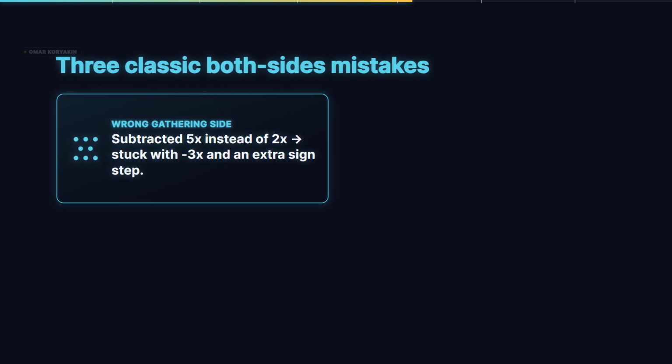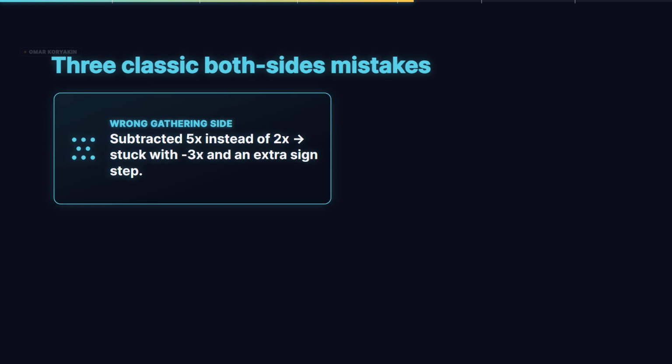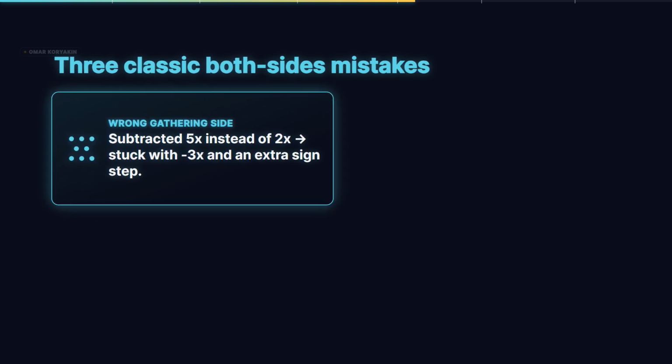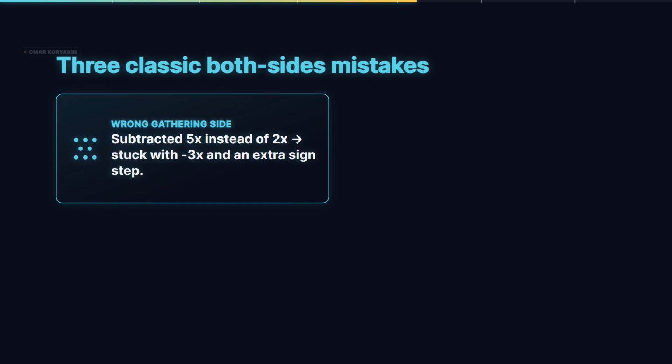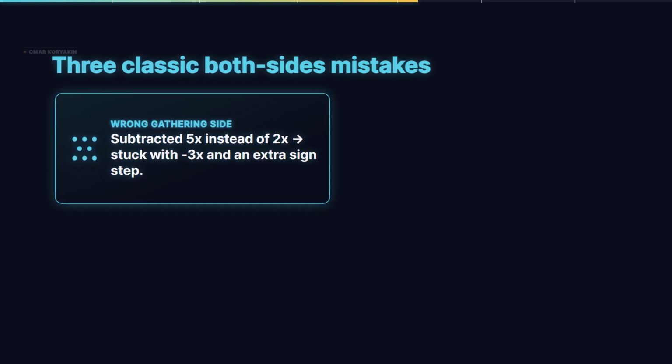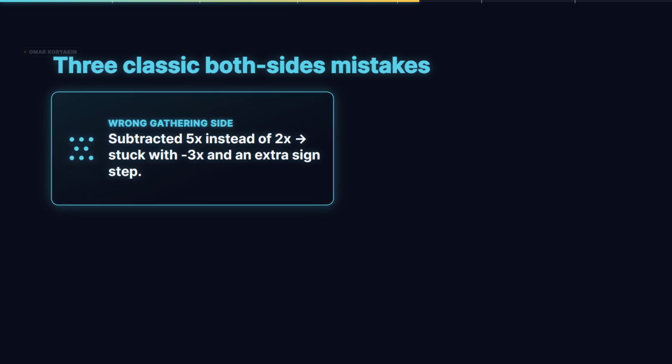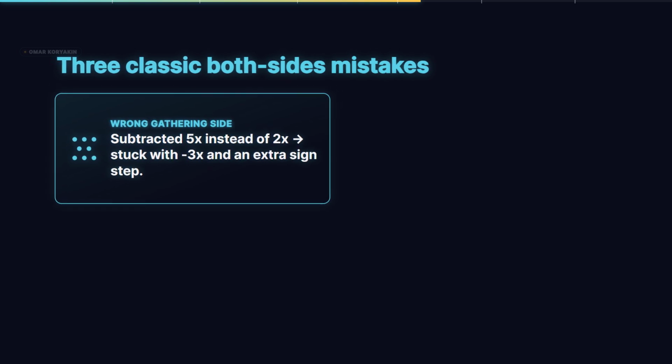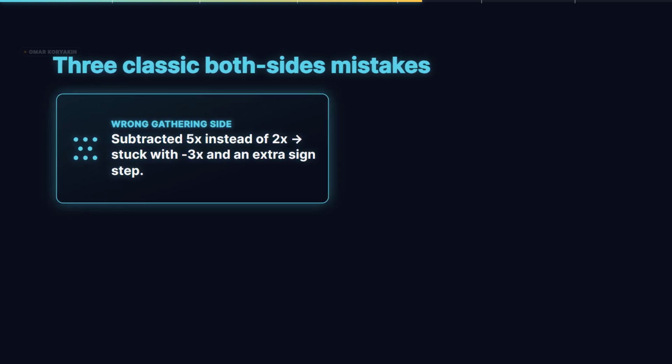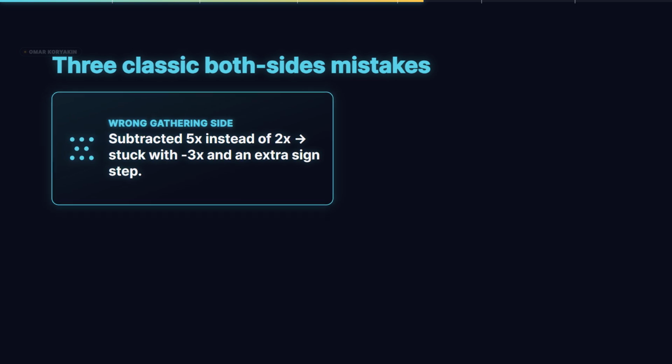A student sees 5x on the left and 2x on the right and subtracts 5x from both sides instead of subtracting 2x, leaving the equation with negative 3x on the right and an extra negative sign divide step at the end. The work is mathematically correct but unnecessarily long.